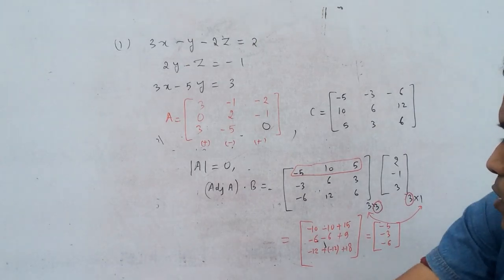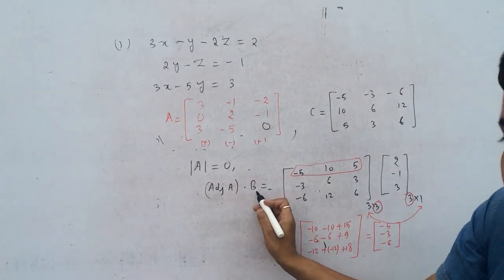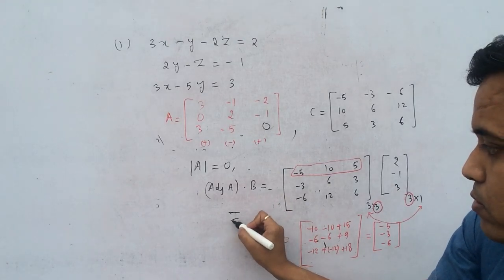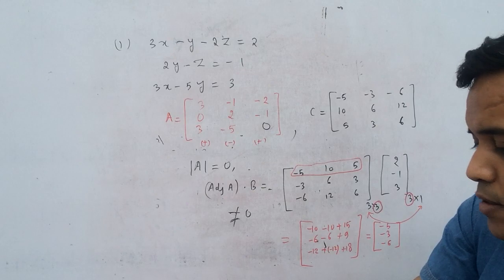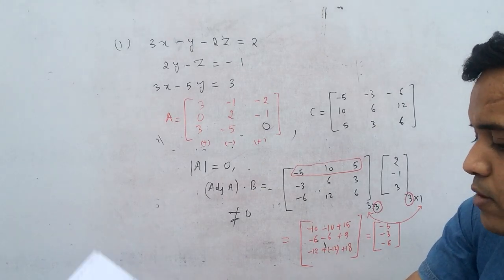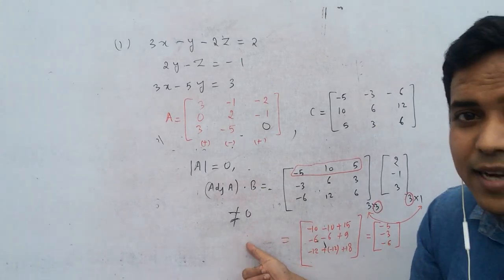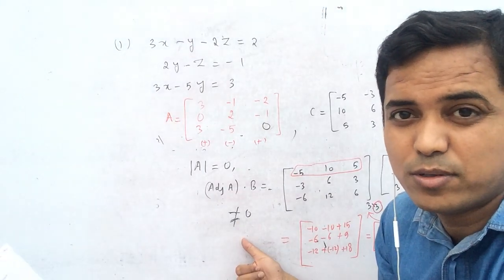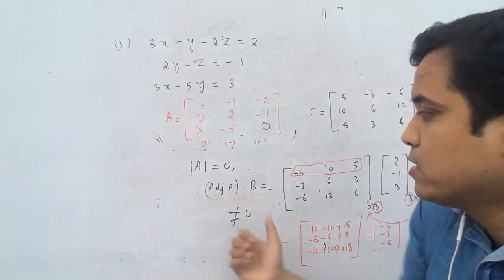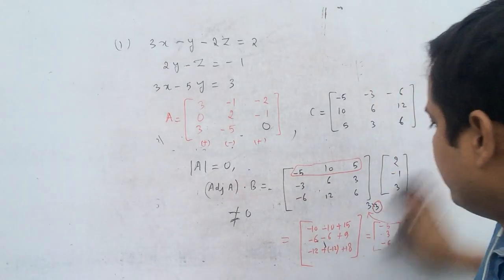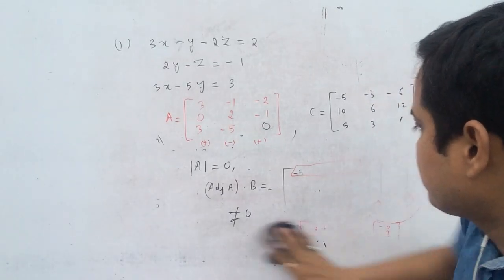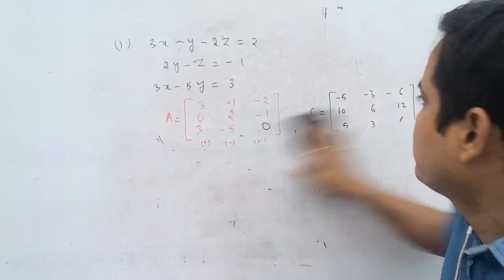So here you see that adjoint of A into B is not equal to 0. So what would you say here? The system of linear equations is inconsistent and it has no solution. All right, inconsistent and no solution. Let's move to the next question.